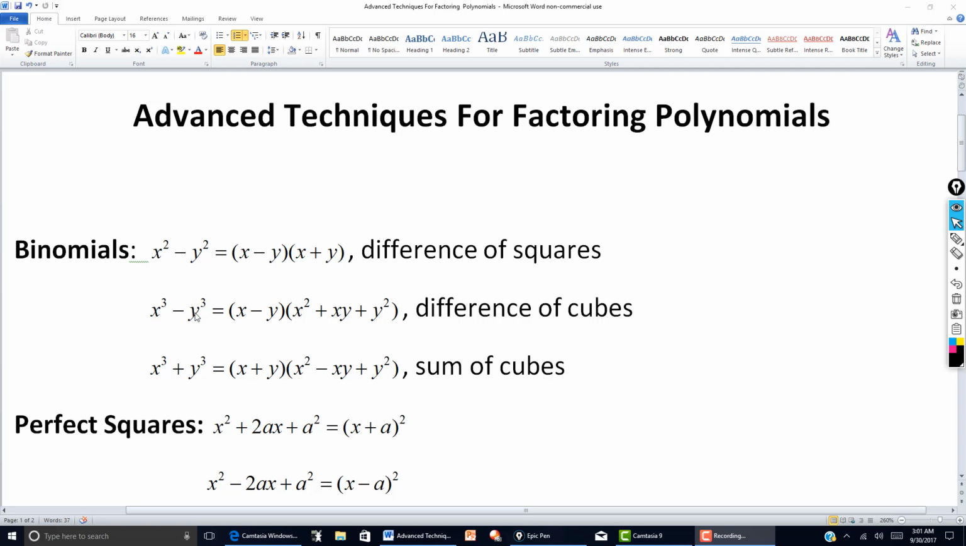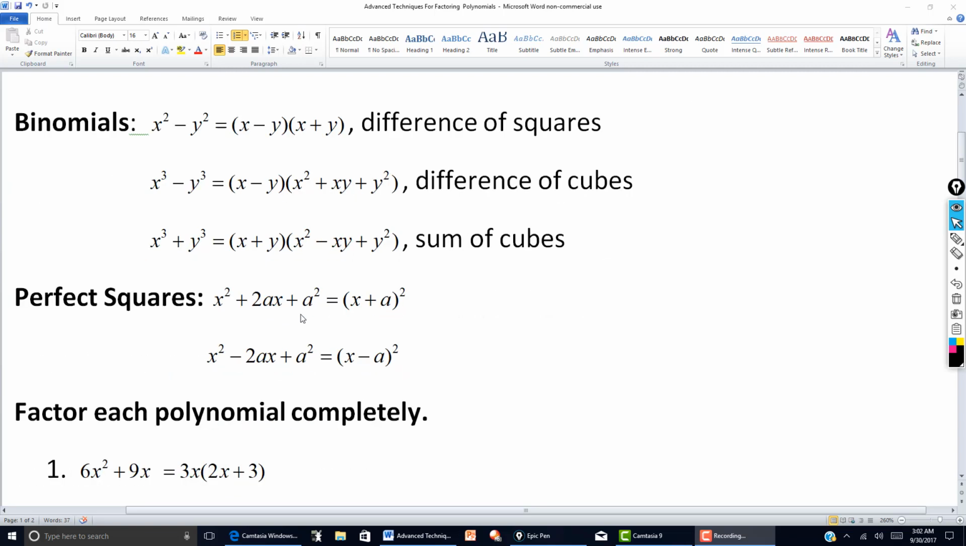We have the difference of squares, which factors into the difference of the square roots and the sum of the square roots. There's your formula for the difference of cubes and the sum of cubes. Notice the difference in the signs. Pretty much the same type of formula, except a few changes in sign here.